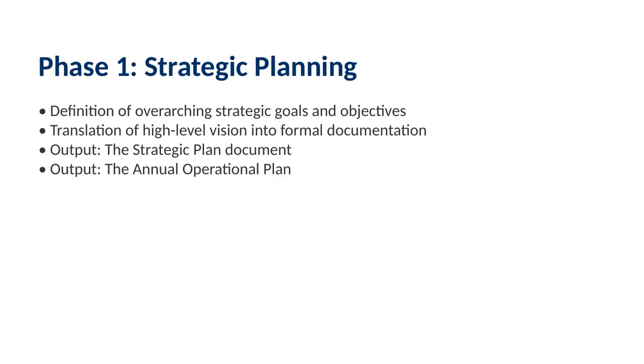It all starts at the top with strategic planning. Here, the SAI defines its overarching strategic goals and objectives. This high-level vision is then translated into a formal strategic plan document and an annual operational plan.